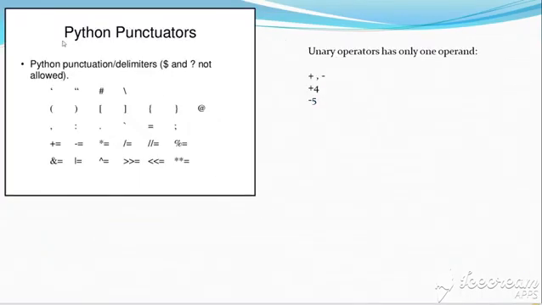Okay. Punctuations: dollar and question mark are not allowed as punctuation. This is the list of punctuation marks. What are unary operators? Plus and minus are unary operators. That is, we are talking about operators. These are the punctuations. These all are part of the tokens.